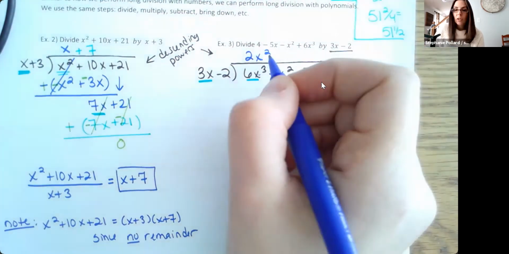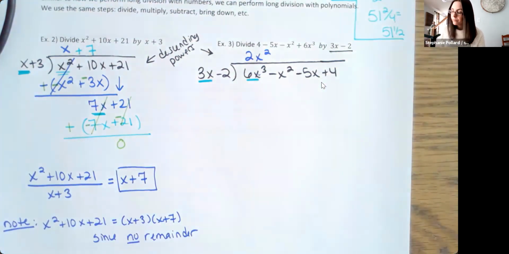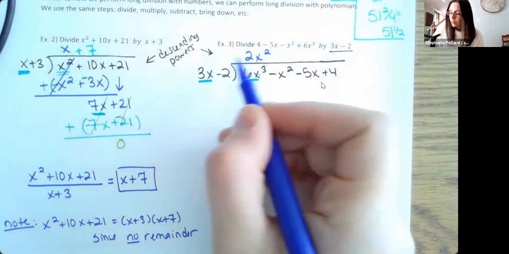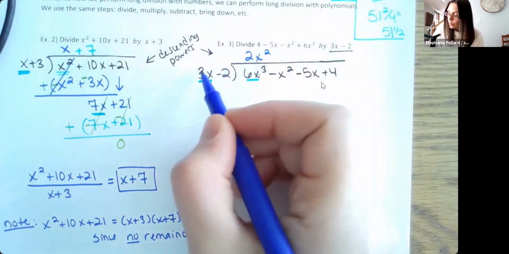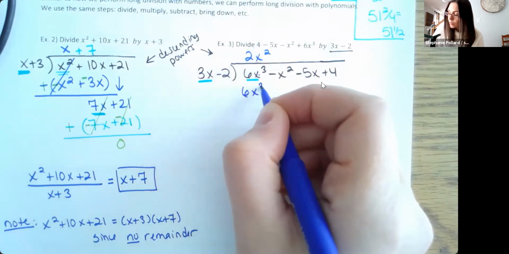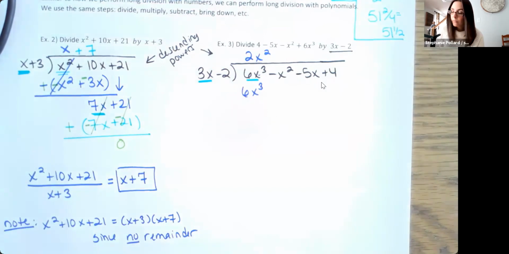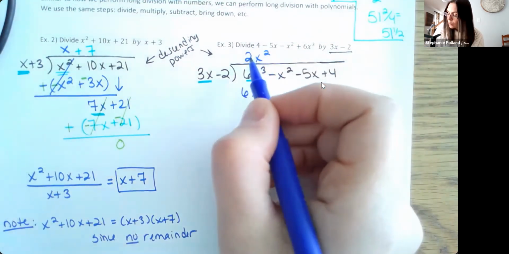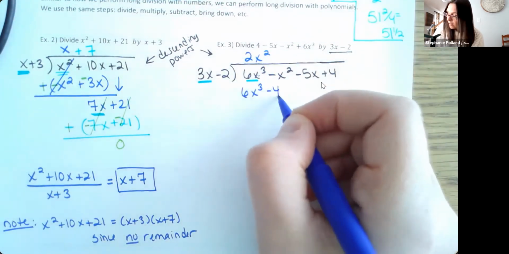So up top here, you're looking for that missing multiplier. And then you're going to distribute it down to both parts. So 2x squared times 3x is 6x cubed. That first term should always match because you want it canceling. And then for the second one, 2 times negative 2 is negative 4, and then the x squared.